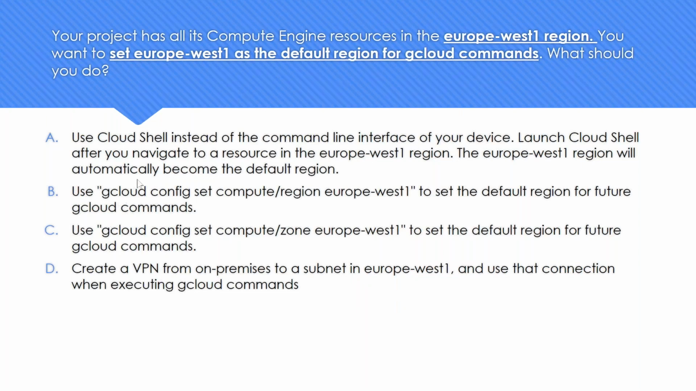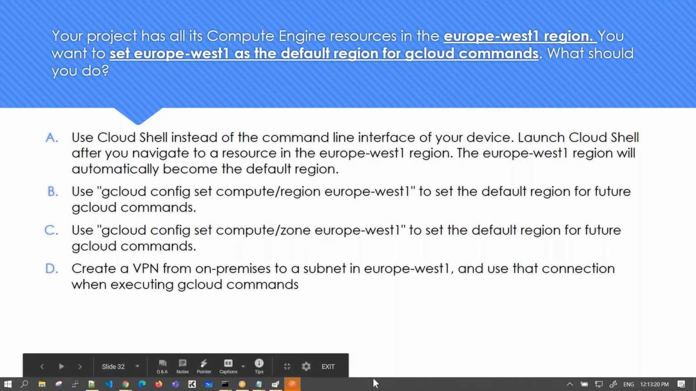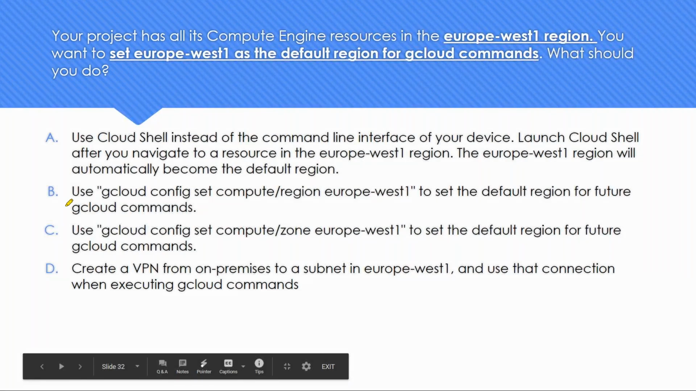Option B, use gcloud config set compute slash region. What they're expecting is region, and the region name they have mentioned, to set the default region for future gcloud commands. This is something which is going to work. We used something very similar in our class, where instead of region we used zone because we had to set a default zone there. Here they are asking for a default region, and a region always ends with a number. So that's good. This looks like a possible option.